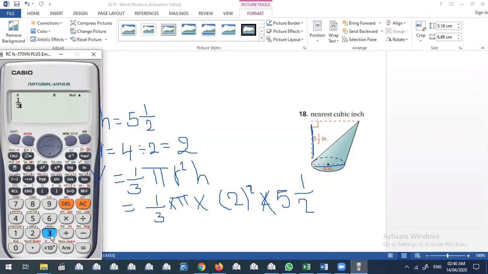Let's find it and round to the nearest cubic inch like that. A third times pi times 2 power 2 times 5.5 equals decimal 23.0. It will be 23 only. So the answer is 23 cubic inches.